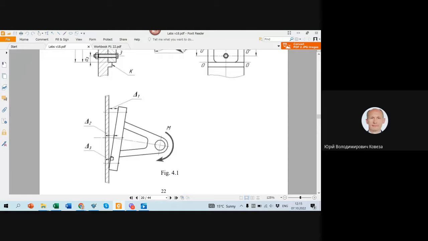Each of them is loaded with force, and this force creates deformation. So it means that if we have three deformations, each of them is proportional to the distance from the center of rotation. We don't know initially what place should be considered as the center of rotation. That's why we should consider some variants.